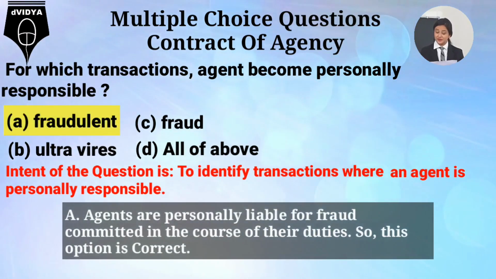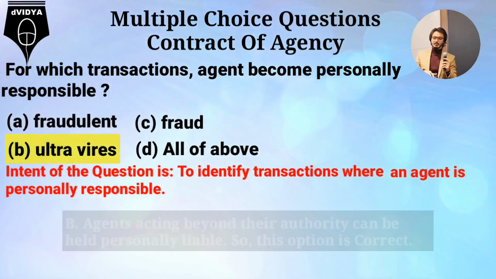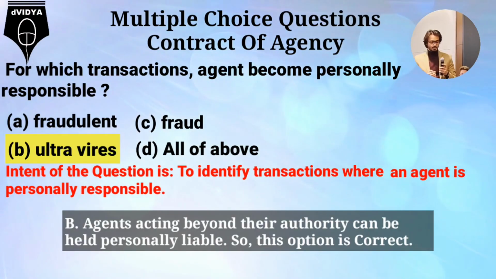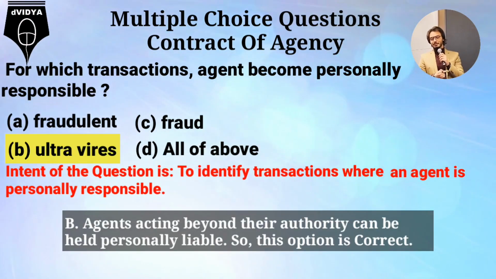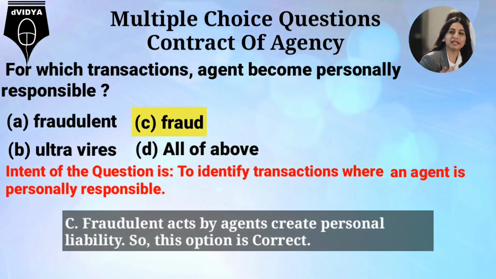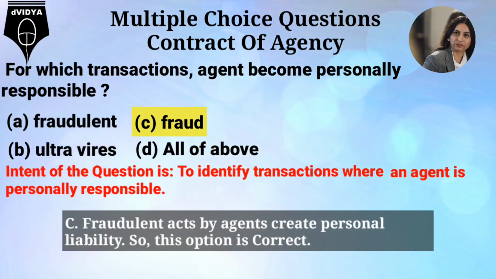Option A, fraudulent. Agents are personally liable for fraud committed in the course of their duties. So this option is correct. Option B. Ultra vires. Agents acting beyond their authority can be held personally liable. So this option is correct. Option C, fraud. Fraudulent acts by agents create personal liability. So this option is correct.